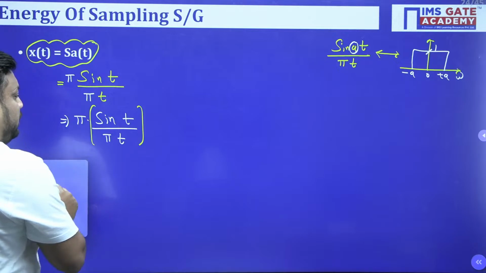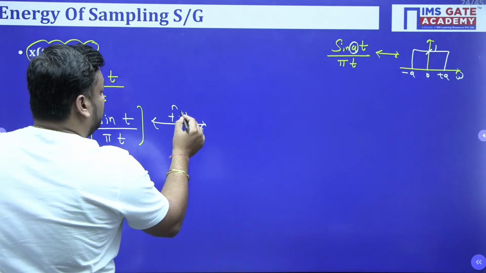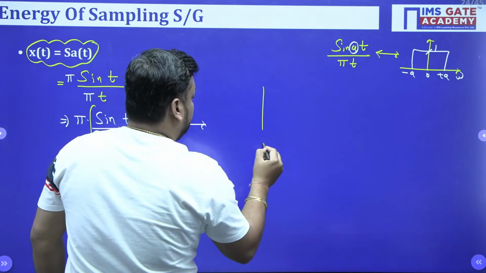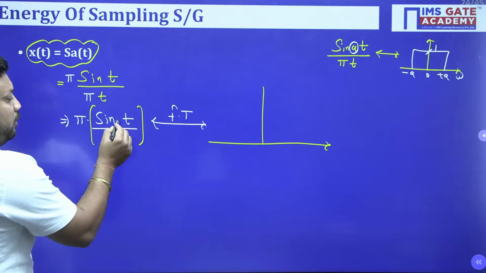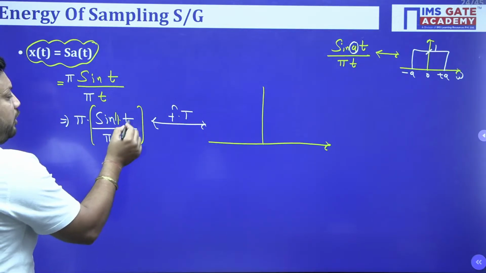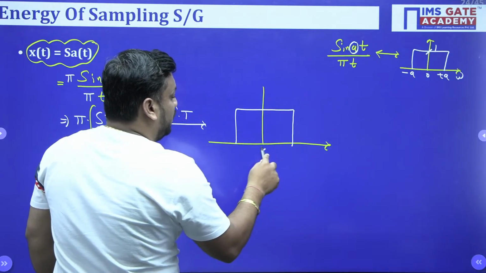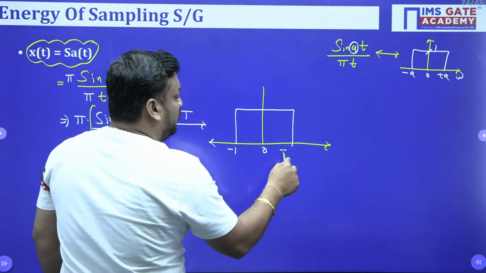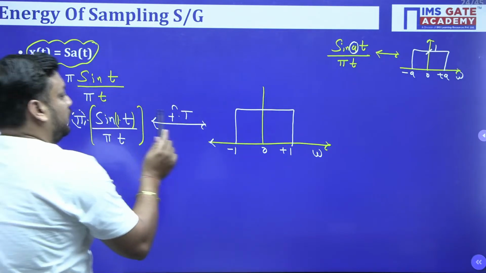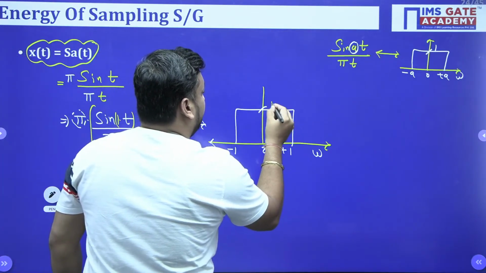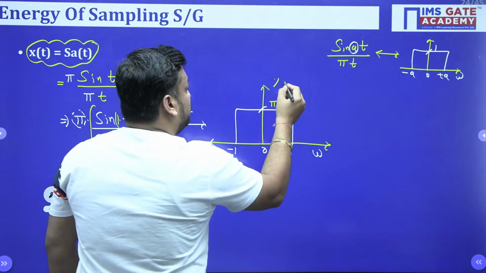Now you should tell me, what is its Fourier transform, guys? Its Fourier transform is nothing but a rectangular pulse. What is a's value? 1. So what should you write? Minus 1 to plus 1. So you will get this from minus 1 to plus 1 with respect to omega, and the magnitude is pi only. The magnitude is pi only. So if this is my x(t), then this is my X(ω).